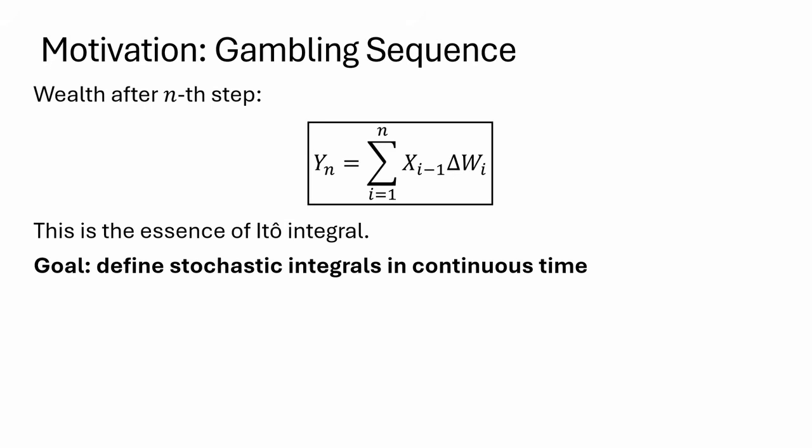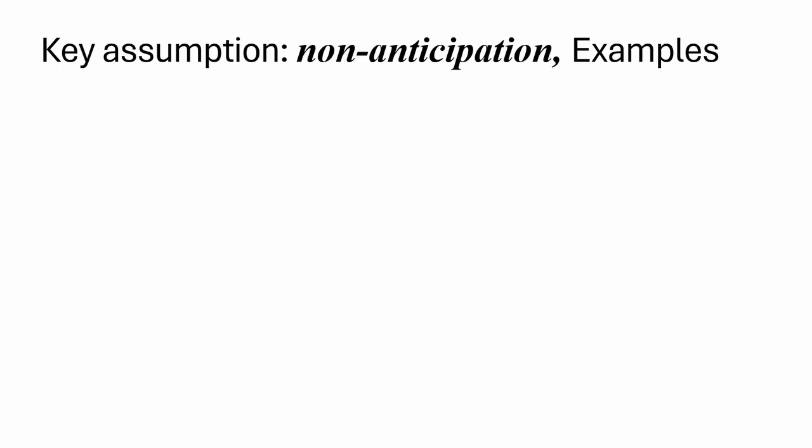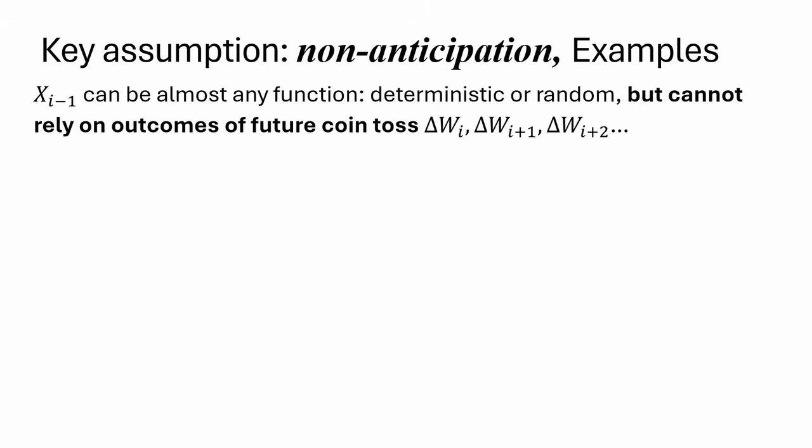Our goal is to define stochastic integrals in continuous time, something that would look like Yt equals the integral from 0 to t, Xs times dWs, where t is continuous time. The meanings of the integral sign, Xs and dWs are to be specified. But before doing so, we emphasize a key assumption in the stakes x(i-1). It's called non-anticipation.